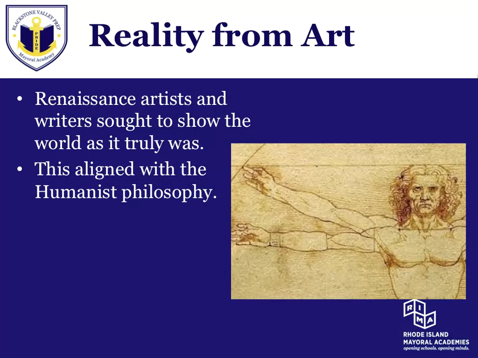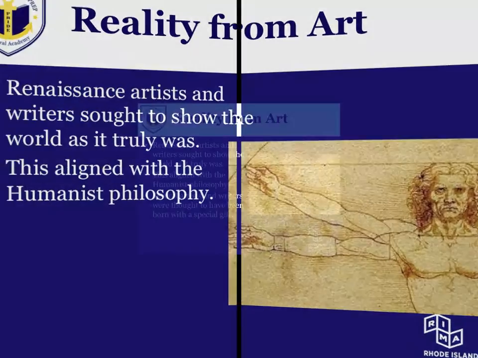Now, this aligns, of course, very well with the humanist philosophy. The humanists wanted to focus on life on earth, and life on earth is very important, and worry about heaven at a later time, or that might be overselling that point. They were definitely concerned about heaven, but they did not want to ignore the importance of life on earth.